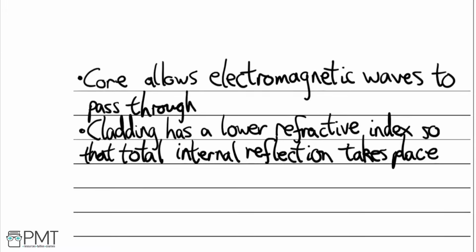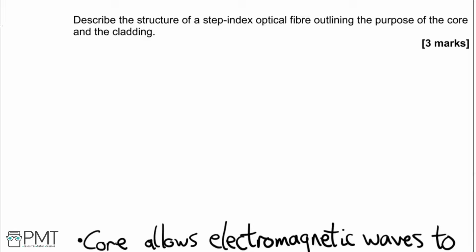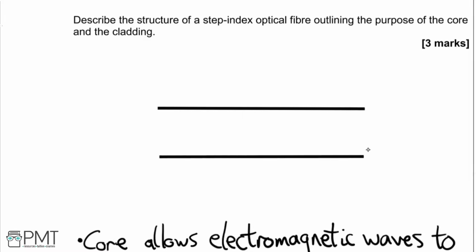Now you'll notice that I'm not abbreviating anything here. I'm not saying EM waves, I'm not saying TIR, making it clear to the examiner that I know what these key terms mean, what they stand for. Now, if we just have a look at a quick diagram. So I'm going to use this to represent my core. What I can then do is draw the light waves passing through. Now, we need to draw the cladding around the outside. I would just use some more straight lines to represent that.